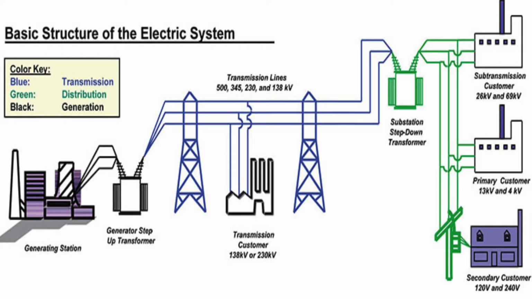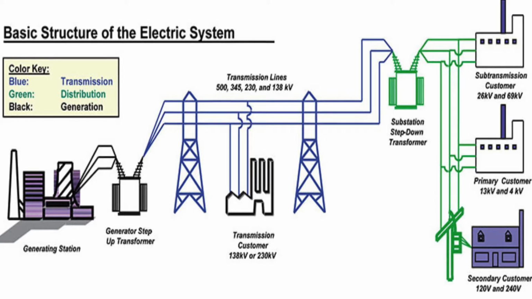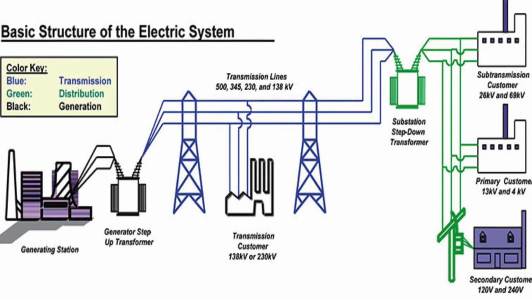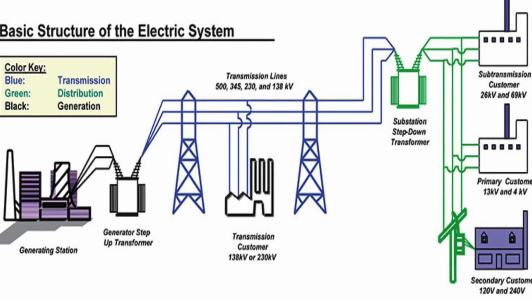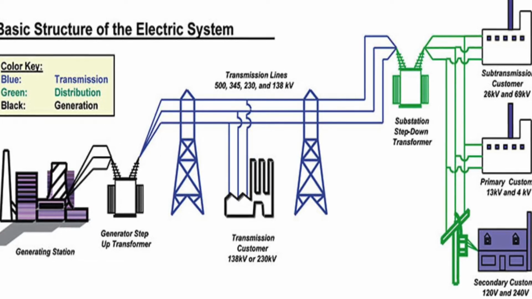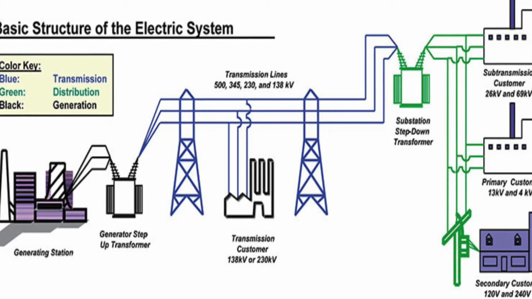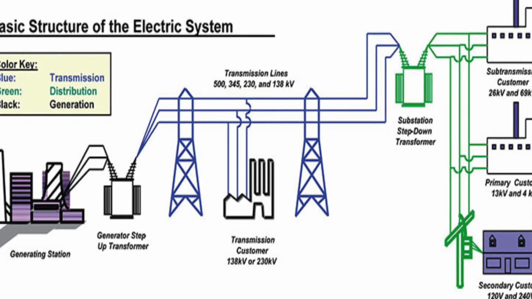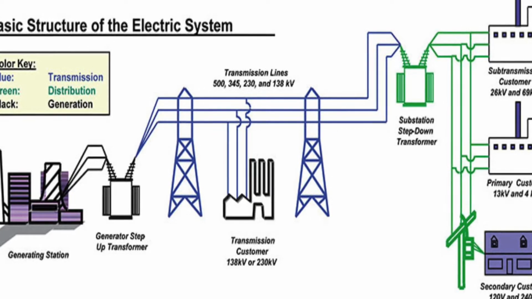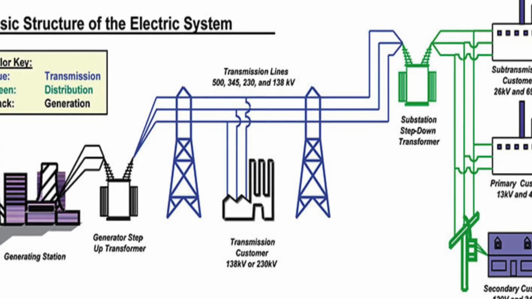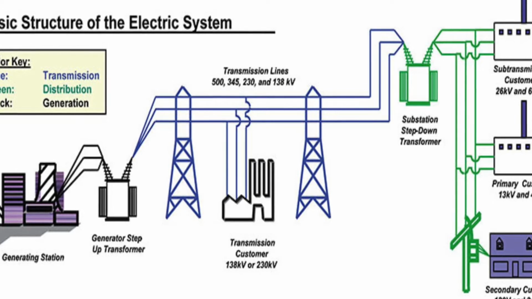This is how our current electric grid system looks. It all begins at the generating station. This is where electricity is produced. And from the generating station, the electricity travels to a generator step-up transformer. This is where the voltage is stepped up so it can travel over long distances via the transmission lines. And the reason why we have high voltage transmission lines is because it minimizes the electricity that's lost in transit. The higher the voltage is, the less the electricity is lost.